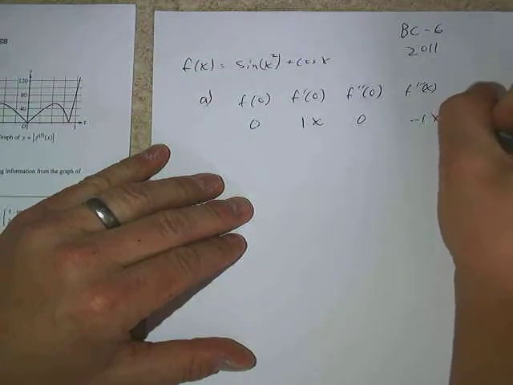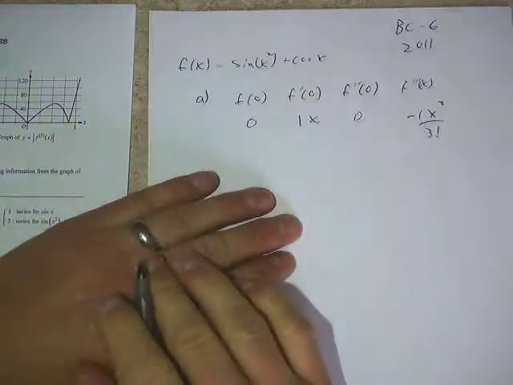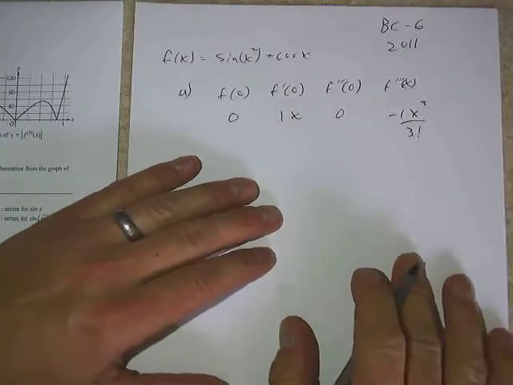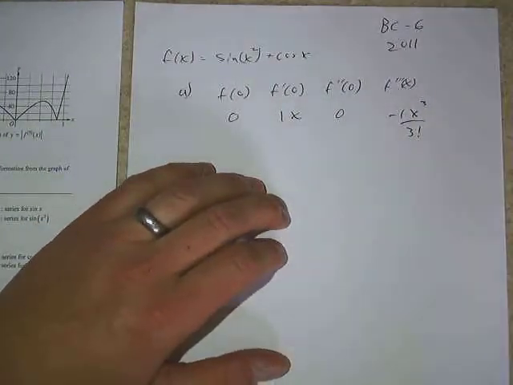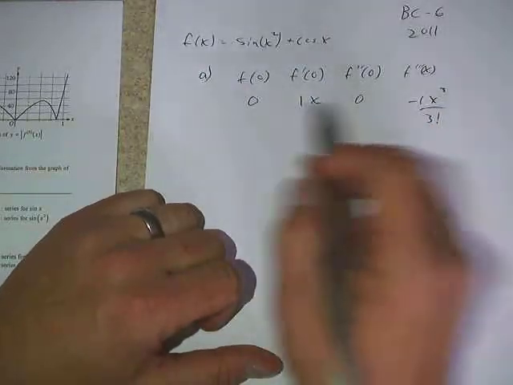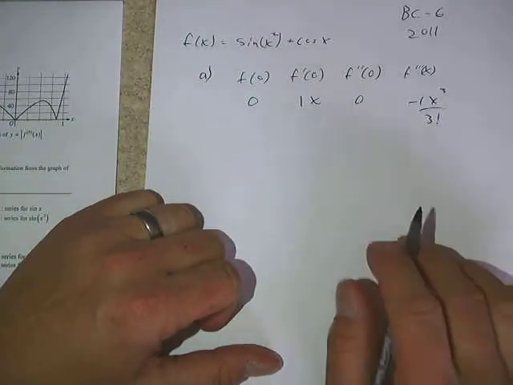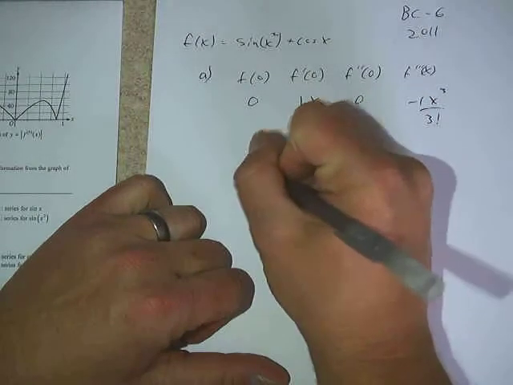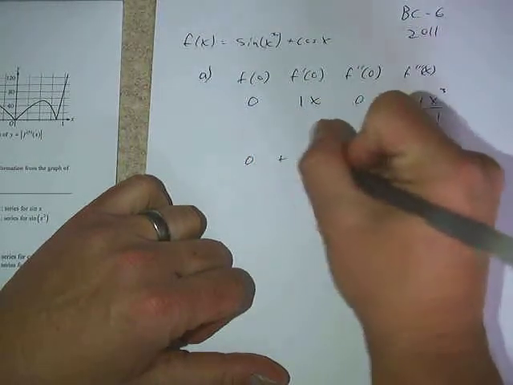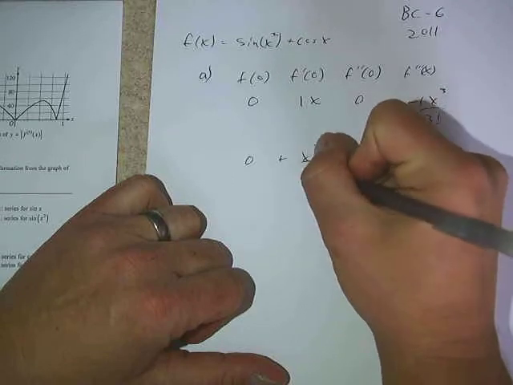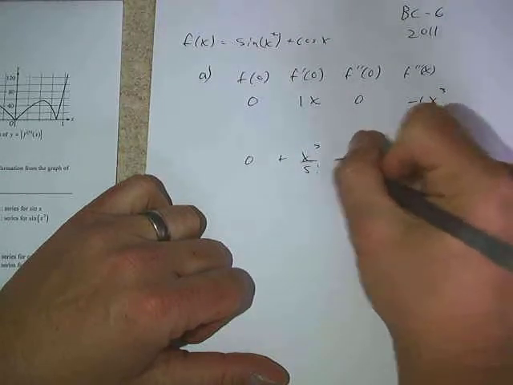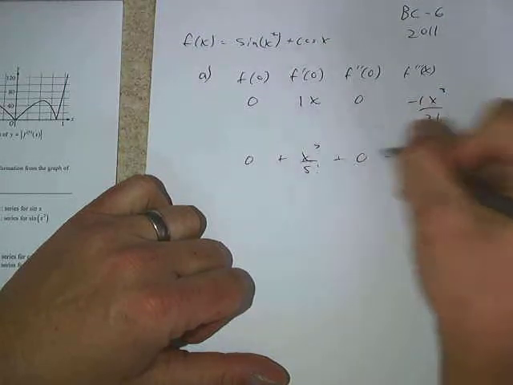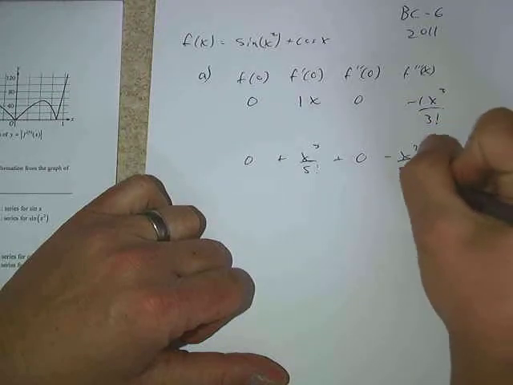So cosine of 0 is 1 x. f double prime at 0 is negative sine of 0, which is 0. f triple prime is going to be negative 1. And remember, this is our constant term, x squared term. This will be our x cubed term over 3 factorial. And we want the first four non-zero terms, it says, so we need to keep going.